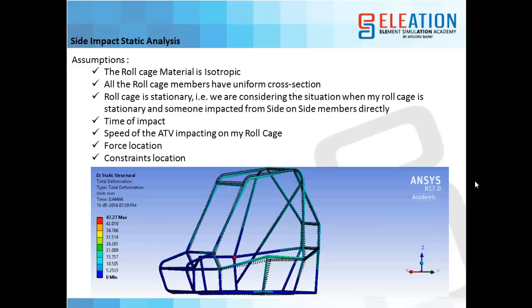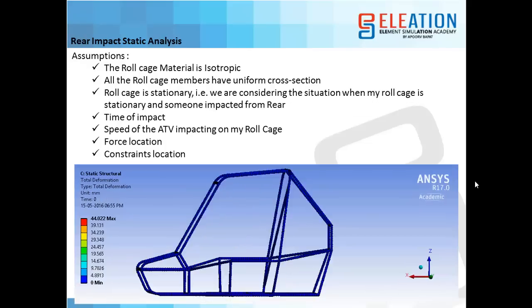Then in side impact analysis we will have almost similar kinds of assumptions, where we consider that some other car is impacting on the side members, and we will see the deformation and stress behavior on the roll cage where we consider the material is isotropic. Then time of impact, speed of ATV, force location, constraint location, everything. We are assuming that these types of reactions will come.